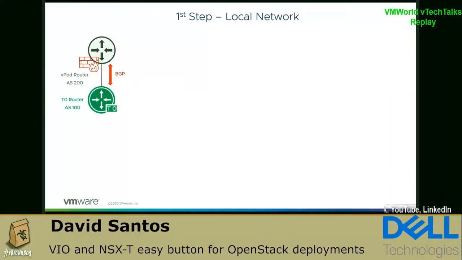After that, we're going to have our first step, which is to create a local network. In this case, we're going to create a local network called local one, and we're going to connect two VMs in that network, web 01 and web 02.